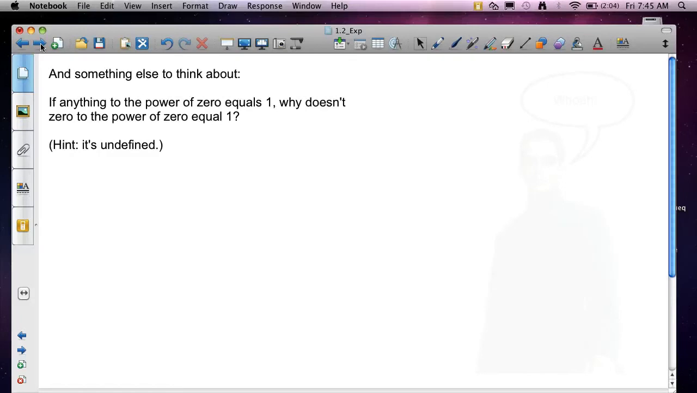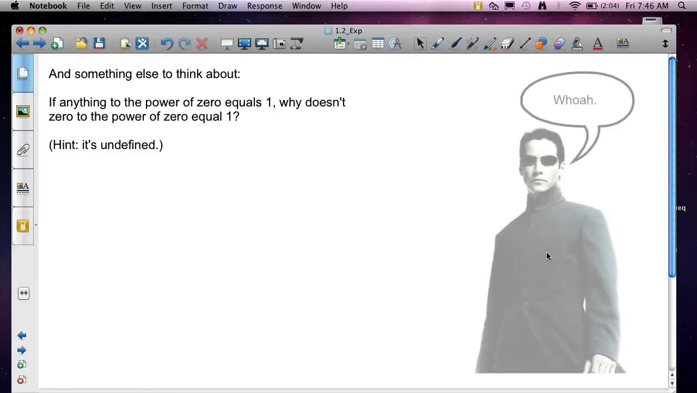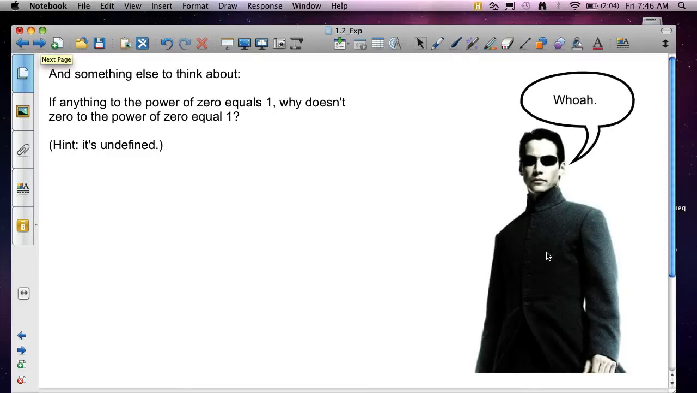Back for something else to think about. If anything to the power of 0 equals 1, why doesn't 0 to the power of 0 equal 1? Back to that original problem that I had you guys think about. The answer will blow you away.